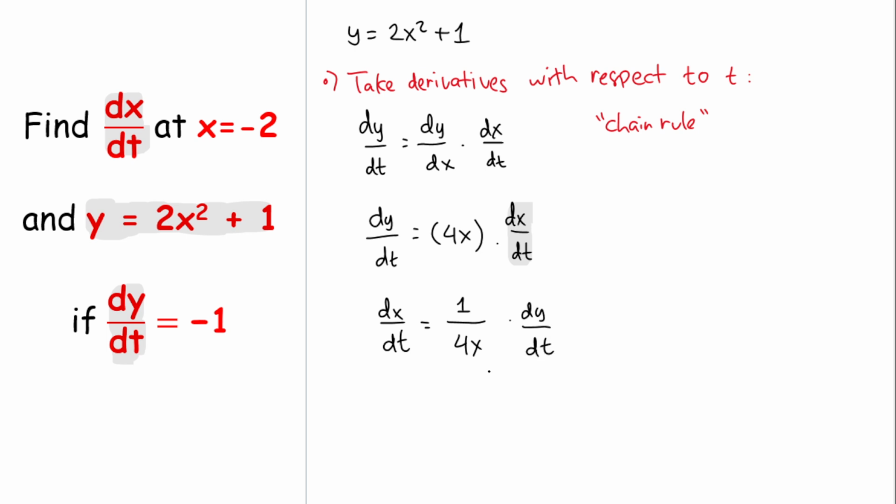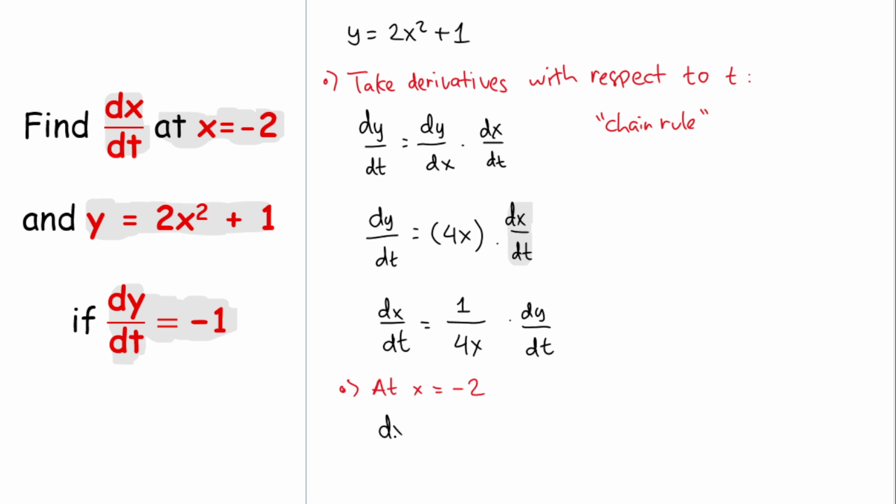And now what will happen? We need to find this at x equal to minus 2, so let's write that first: at x equals minus 2. Let's evaluate what we are given by the problem. We have the x here, and we also have dy/dt, because dy/dt is equal to minus 1. So we have all the values on the right hand side, and we can just plug that in.